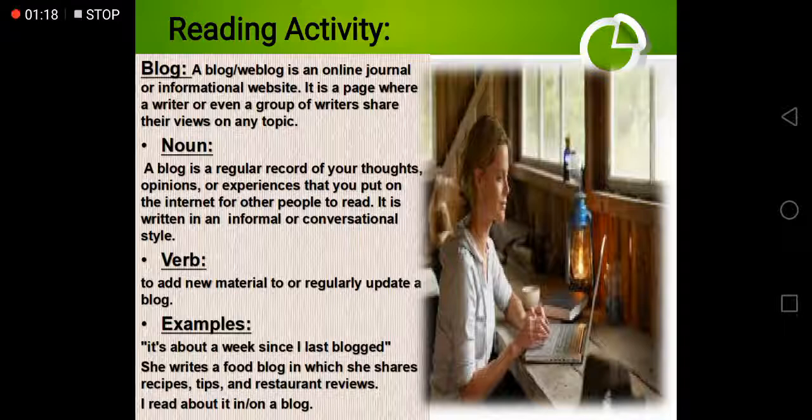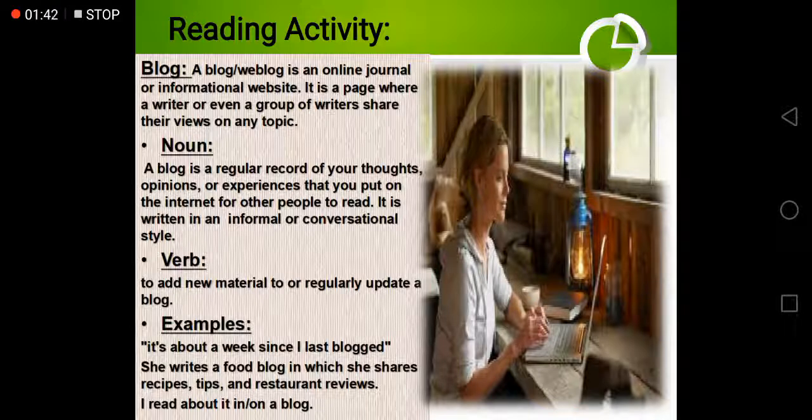Noun. As a noun, a blog is a regular record of your thoughts, opinions, or experiences that you put on the internet for other people to read. It is written in an informal or conversational style. As a verb, blog, to add new material to or regularly update a blog.